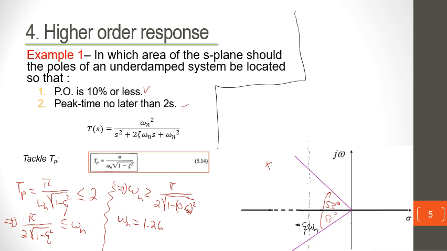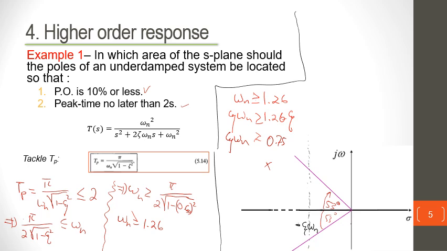We can therefore calculate here that if Wn is at least 1.26, if I multiply by the damping factor on both sides, I get that 1.26 times the damping factor will be greater than W. If I substitute, then Wn has to be greater than 1.26 times 0.6, which is 0.75.